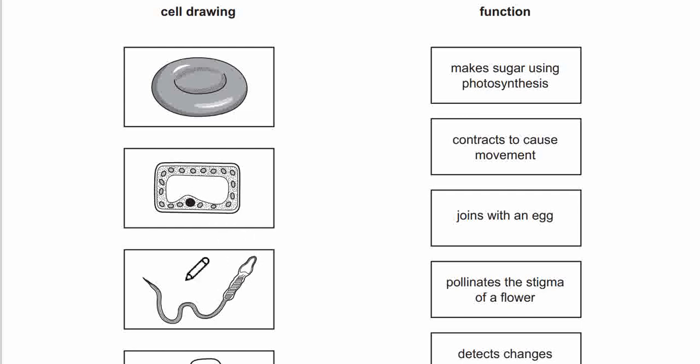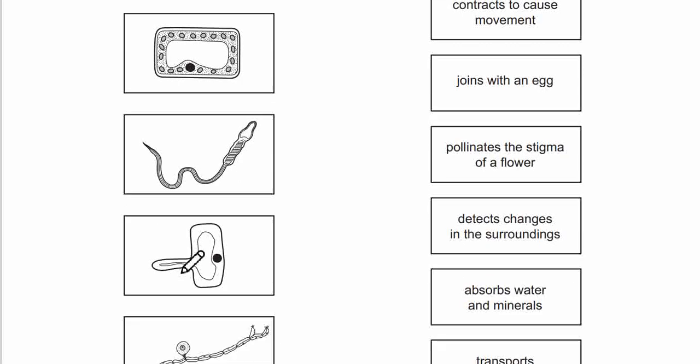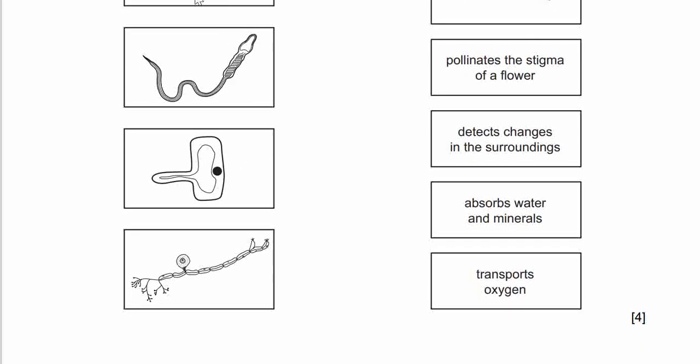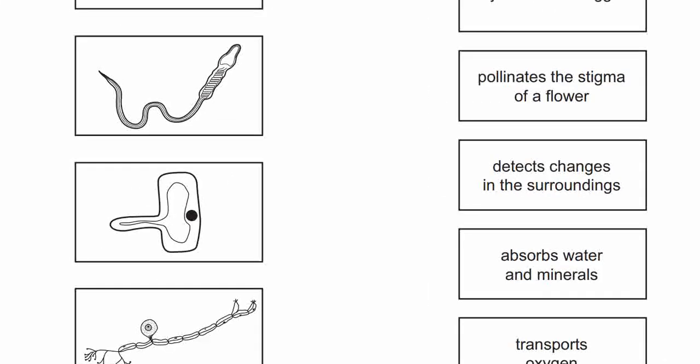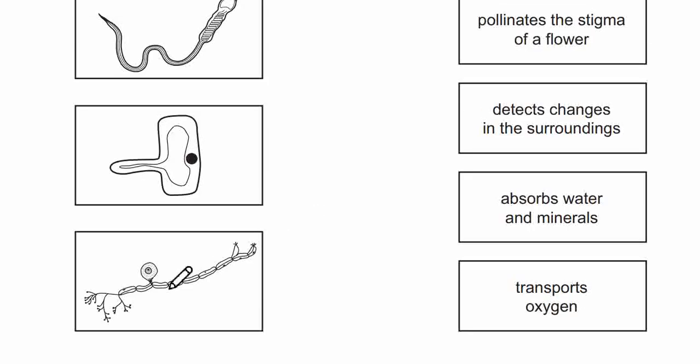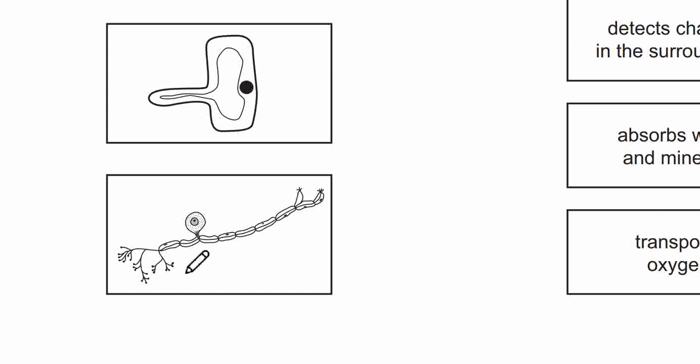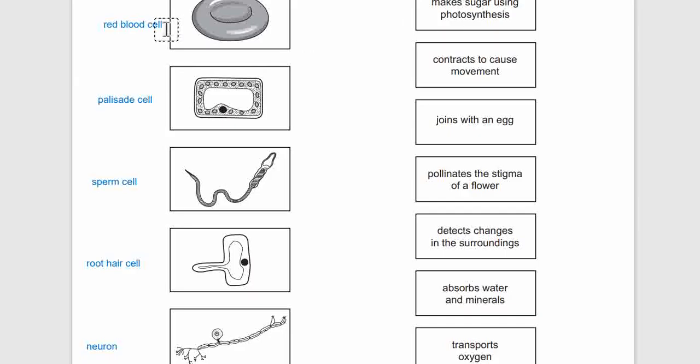Number 3 is a sperm cell. The next picture is a root hair cell. We know from this shape it is a root hair cell in plants. The last is the picture of nerve cells. We know from the branches here and the long shape of the neuron or nerve cell. So here we go, we have typed down the names of the pictures.